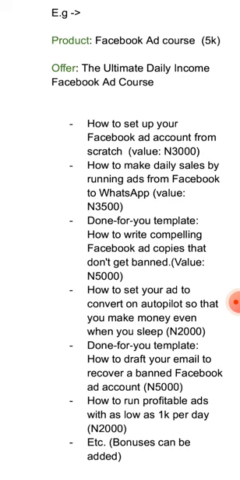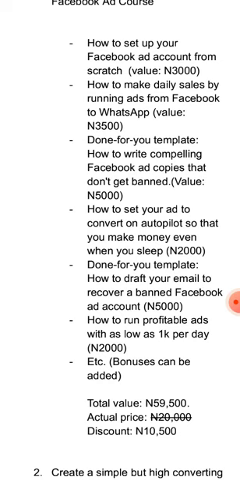I mean, if you run Facebook ads, you know that if they give you this kind of thing for 5,000 naira, you would even feel happy. Then you say, how to set your ad to convert on autopilot so that you make money even while you sleep, 2,000 naira. Now you're trying to break every single objection. You're trying to tell the person this and this and this is what my course will cover. Then a done-for-you template on how to draft your email to recover a banned Facebook ad account. So let's say they ban my Facebook ad account. Now what am I going to do? So I'm telling you, this is a template for you in case they ban it. Another one, how to run profitable ads with as low as 1k per day.